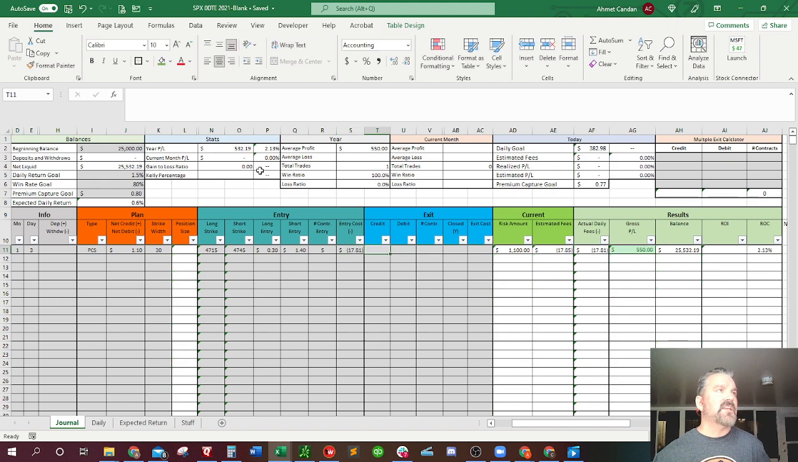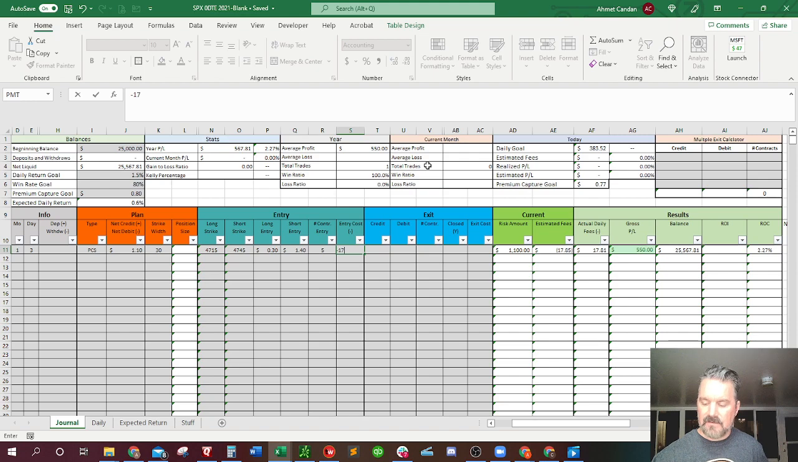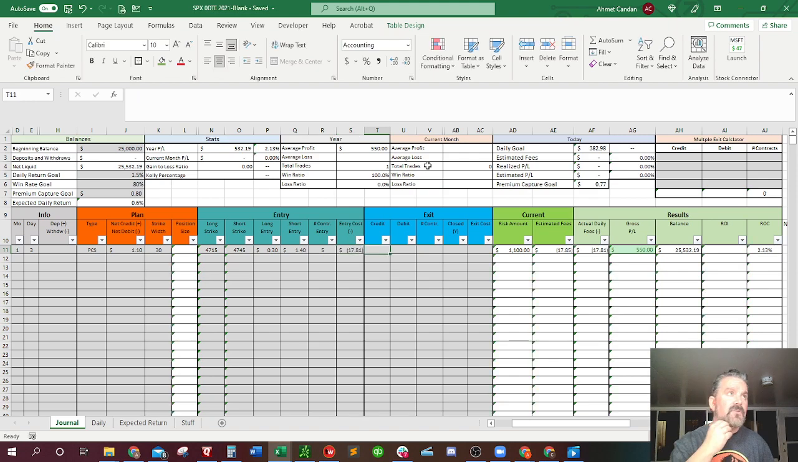Now, it is important that you do enter this as a negative number. If you enter it as a positive number, it'll mess up all the other calculations. It'll give you too much money in your balance. So make sure you enter this as a negative. And again, based on your brokerage's fee schedule. Okay, so now I'm in this trade. And let's just say for this trade, it expired worthless.